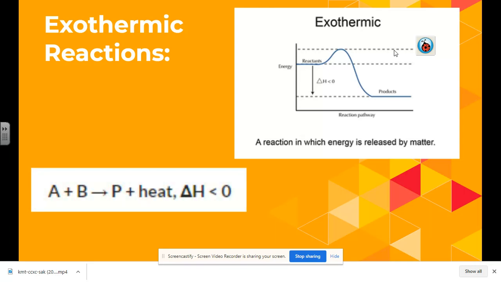Down here at the bottom, it says A plus B yields P for product. I'm not sure why they didn't use something else, like AB plus heat. You would see heat being produced as a product, like it would say plus and then give you a number of kilojoules. And again, delta H would be a negative value, just like Q. Q would be a negative value.